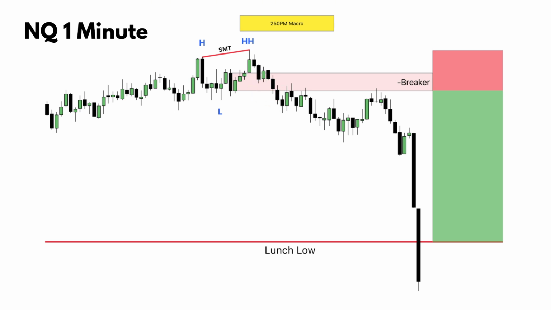Now, what else makes this setup even better? Time. Adding the time element. So we're seeing the signatures in price to identify a high probability bearish breaker short setup, but also this is occurring during a macro window, and more specifically, the 2:50 p.m. macro. So this is a high probability setup utilizing time and price. And time is such a major advantage as an ICT trader.